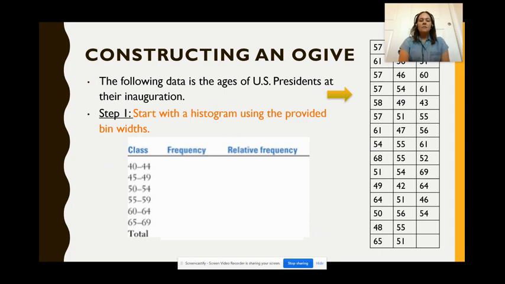All right, last but not least, we're going to talk about an ogive. It looks like ogive, I know, but it is ogive, I promise. Another word for it is relative cumulative frequency graph. It's going to be very similar to a histogram, but one extra step. So we're going to start off with this data set and construct a histogram, essentially. I've broken it up into classes already.